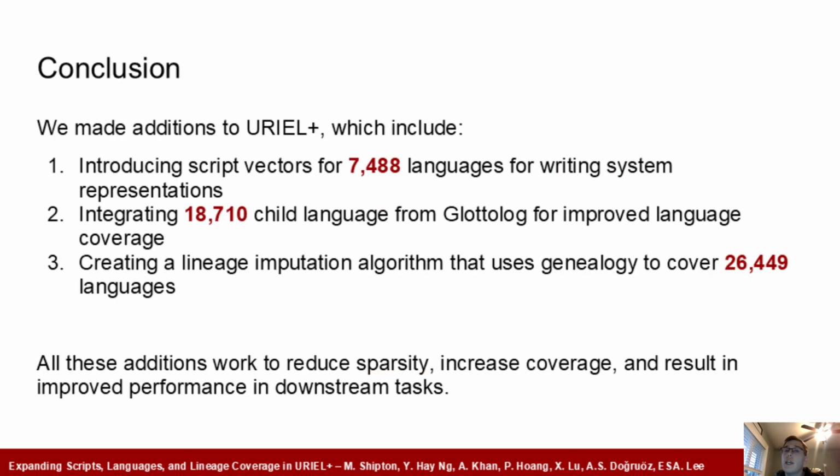To summarize, we introduced 3 key additions to URIEL Plus. First, we added script vectors using features from the ScriptSource online database for over 7,400 languages. Then, we added integration of over 18,000 languages from Glottolog, an online database of the world's languages. Finally, we added a lineage-based imputation method covering over 26,000 languages. Together, these changes reduce sparsity, expand coverage, and improve performance on downstream tasks.